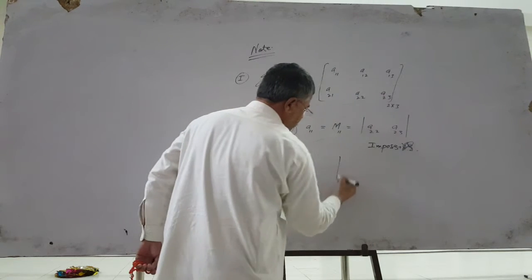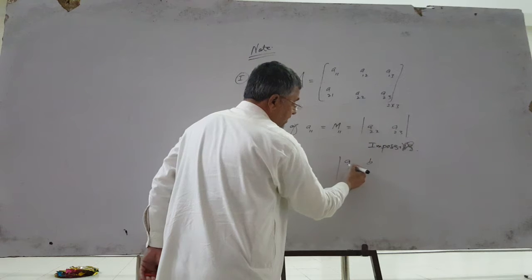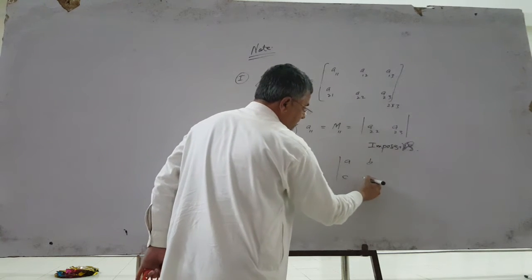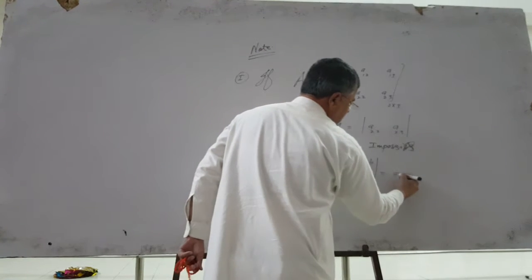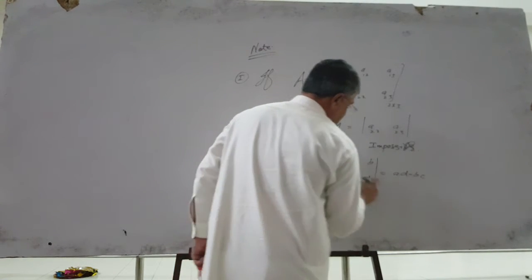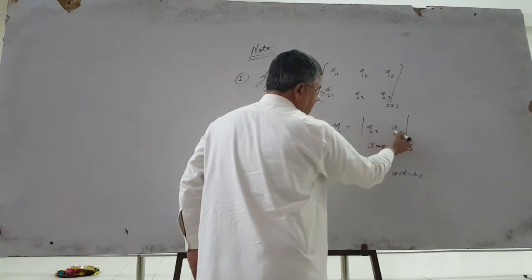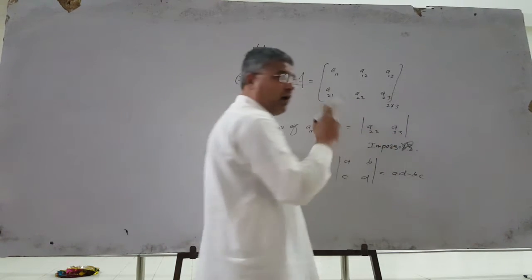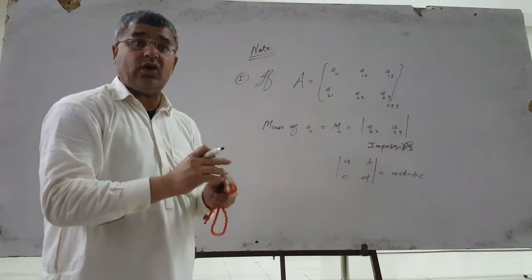The condition is that if a determinant contains the elements A and B in the first row and the elements C and D in the second row, the value of this determinant is equal to AD minus BC. This condition is not applicable here because in this determinant there is only one row and two columns.